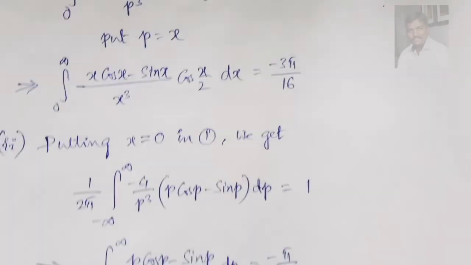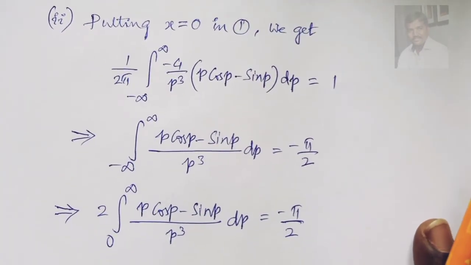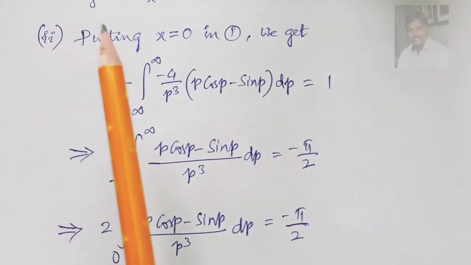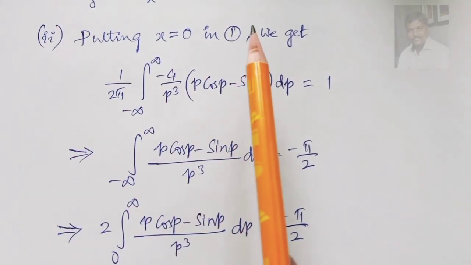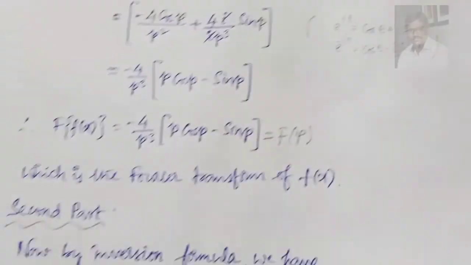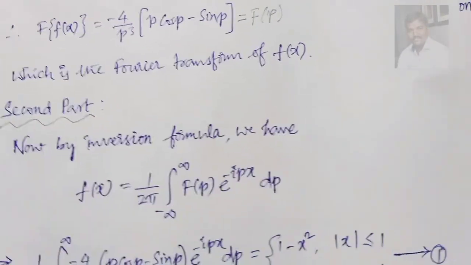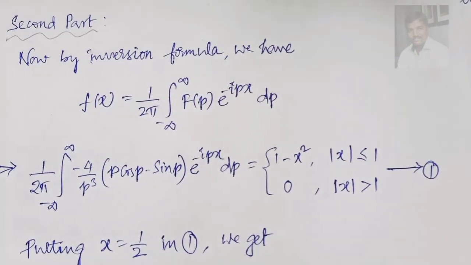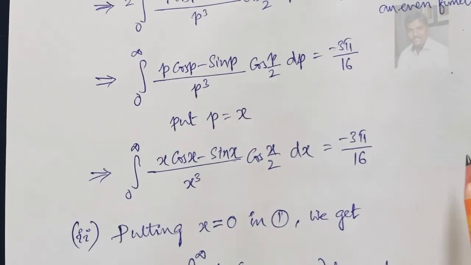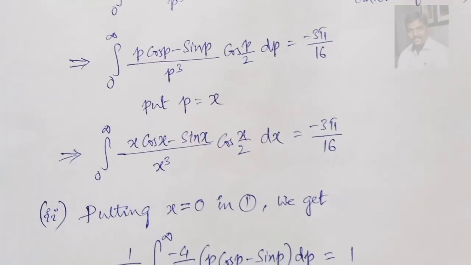For the second one, in order to prove the second one, we will try putting x is equal to 0 in equation 1. Okay, this is equation number 1. Put x is equal to 0 in that.